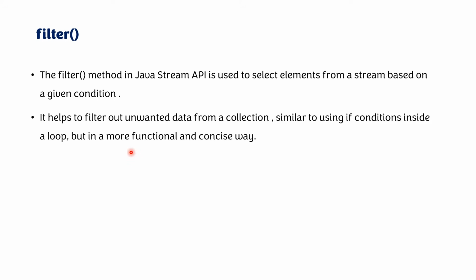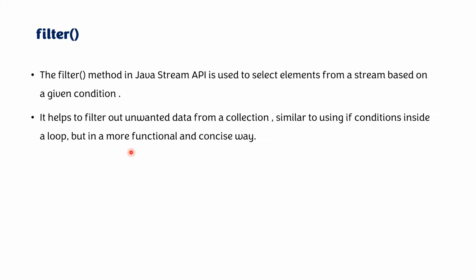Let me talk about filter. The filter method is also introduced in Java 8, which is used to select elements from a stream based on the given condition. The filter method returns the data based on the conditions. It helps to filter out unwanted data from a collection. If you want to get data from any collection class, whichever data you want, we can get it by using the filter based on the condition.